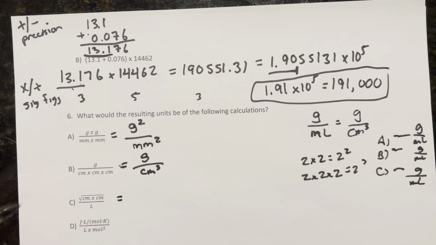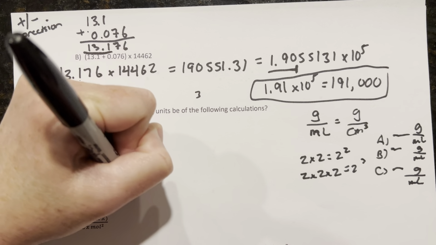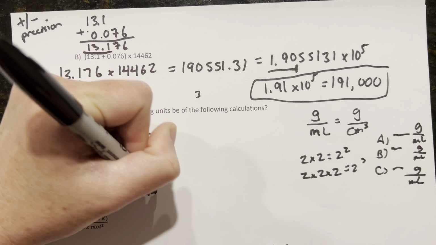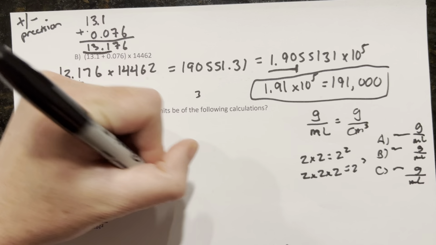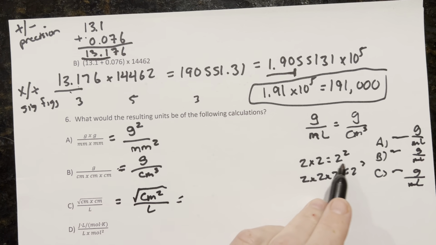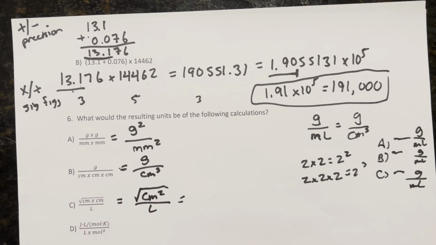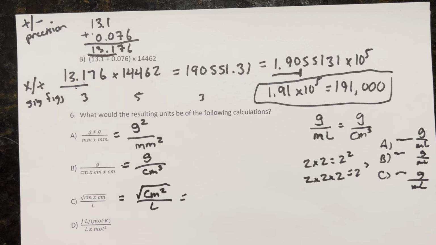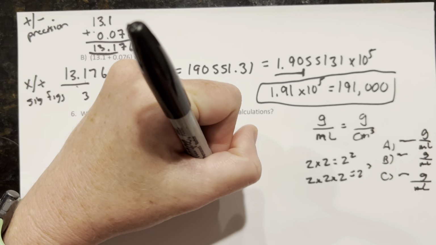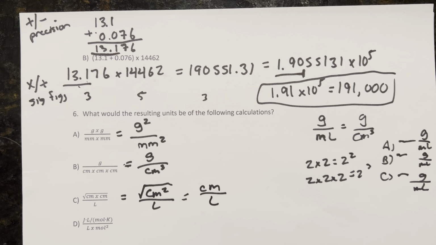Over here, we have the square root of centimeters times centimeters, which would be the square root of centimeters squared, over liters. And if you take the square root of something squared, in other words, if I were to take the square root of this 2 squared over here, I'd get 2 back. It's the same reason you would get centimeters over liters here. Last but not least, let's go ahead and figure this one out.